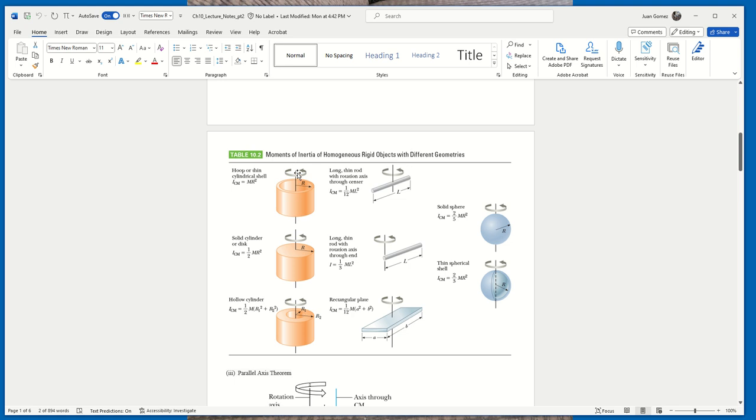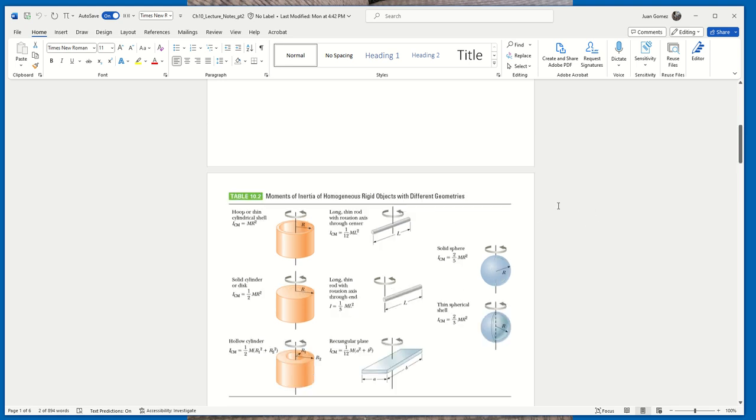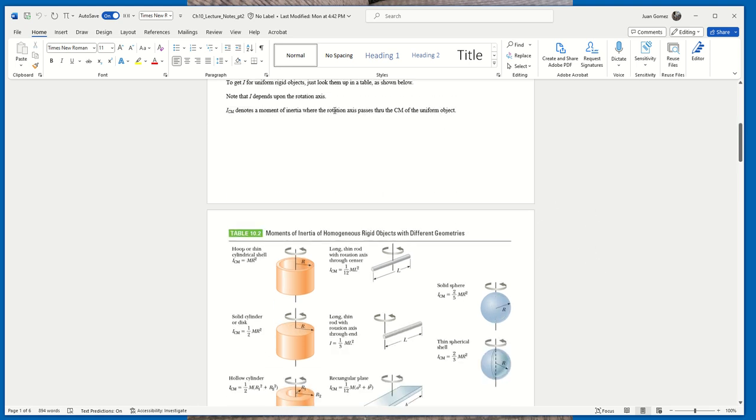So here, notice, you can see the rotation axis is given by this line, and the arrow indicates the rotation. So this is an ICM, ICM, ICM. This is an ICM. This is not. In this example here, the rod is pivoted about one end. This is an ICM. The lamina is pivoted about an axis passing through the CM. Here, the solid sphere pivoted about an axis through the CM. Hollow sphere pivoted about an axis through the CM. That's what we mean when we say ICM. The rotation axis passes through the CM of the uniform object.